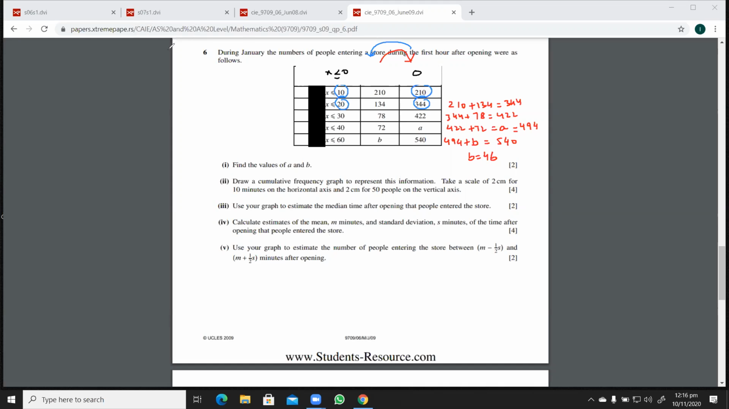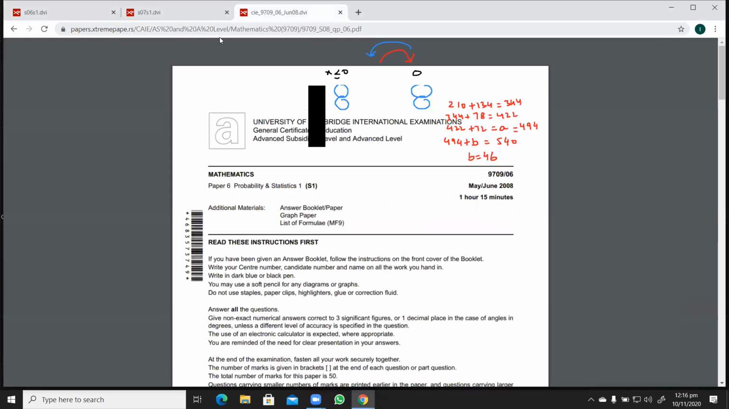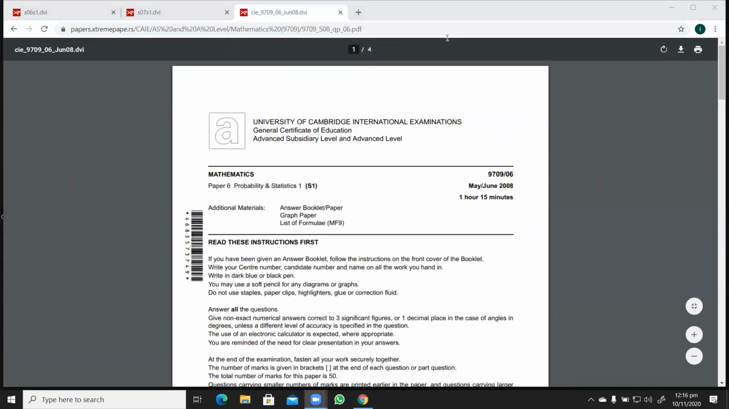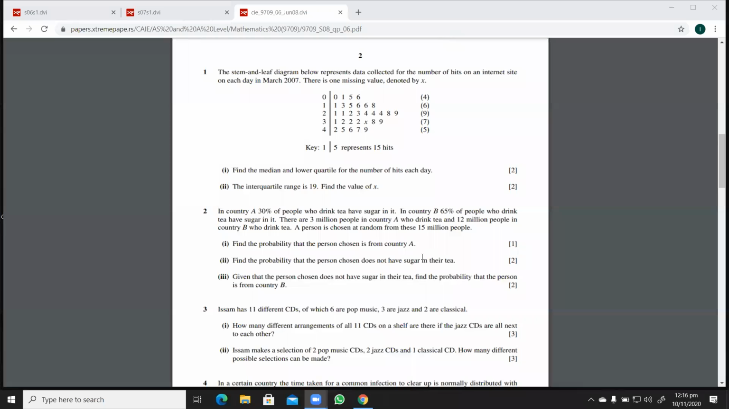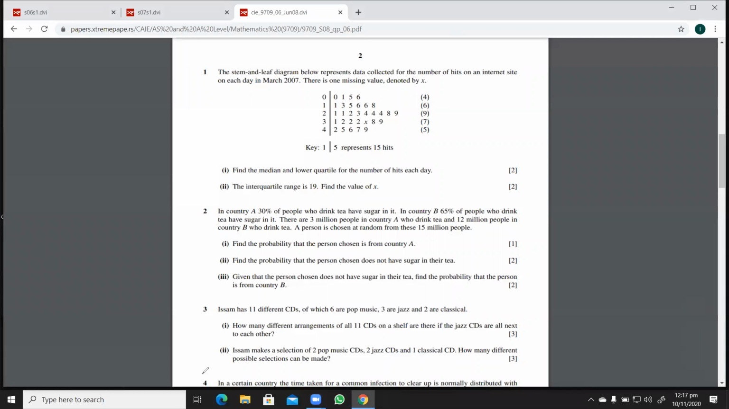Okay, so we move to the next question now. I'm just going to cross it out, and now we see what is here in this paper for us. Okay, this paper is from June '08. This is, in fact, June '08's paper, okay? And I would like you people to try this question first, and then I'll tell you.